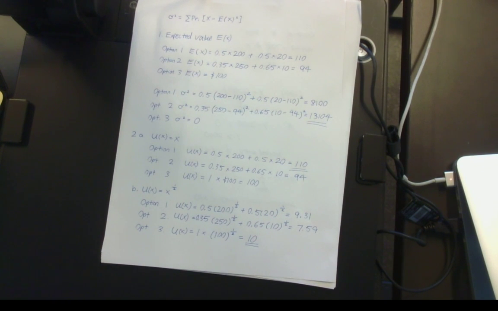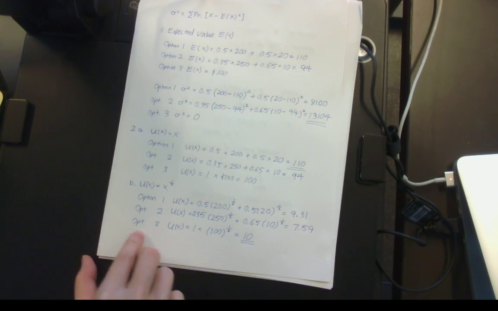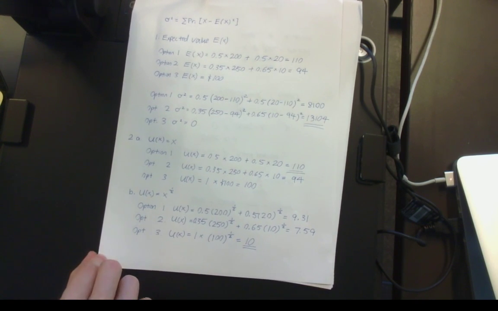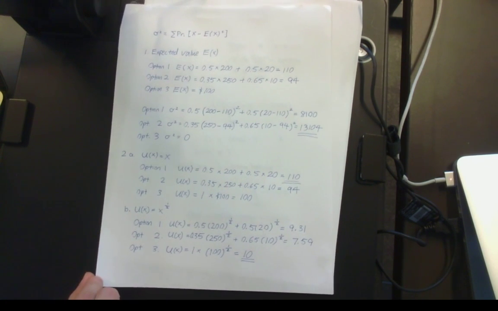The next question is assuming that Calvin is risk preferring with this utility function. Can I move the paper, or are you guys still copying this? Is that okay for me? Okay.